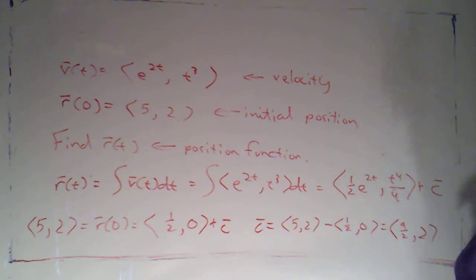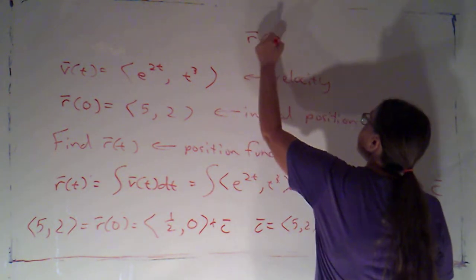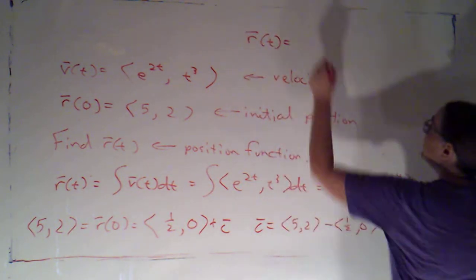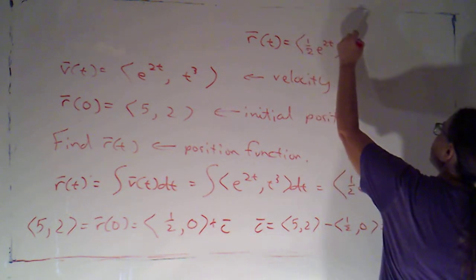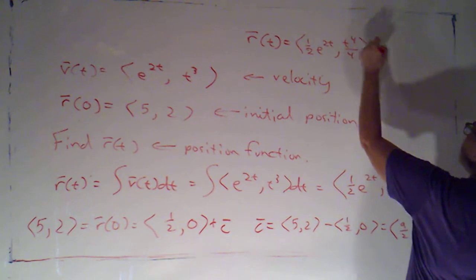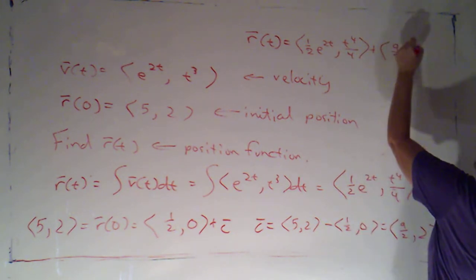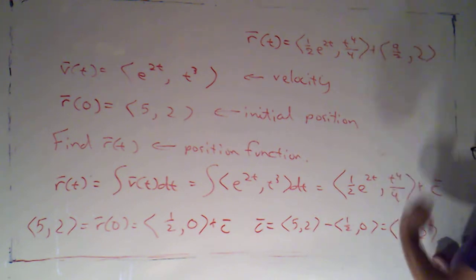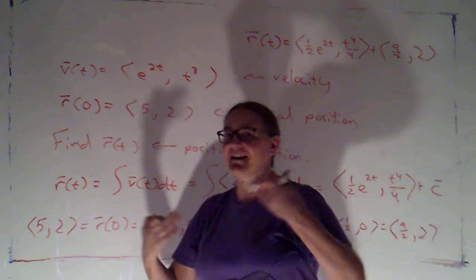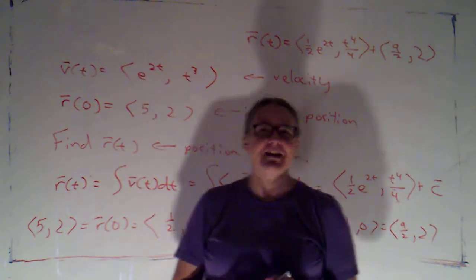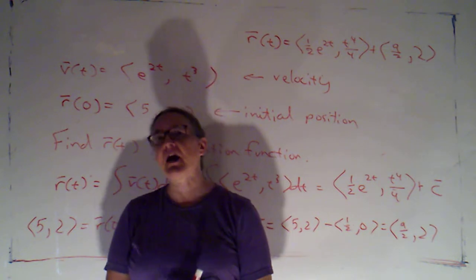Then I can put the pieces together so that my final answer would be that r of t is ⟨1/2 e to the 2t, t to the 4th over 4⟩ plus not an arbitrary constant, but this specific constant that I just found. And certainly if I wanted to do the vector addition and write that as a single vector, I could. If I want to keep it as a sum of two vectors, that's fine too. That's just a matter of personal preference.